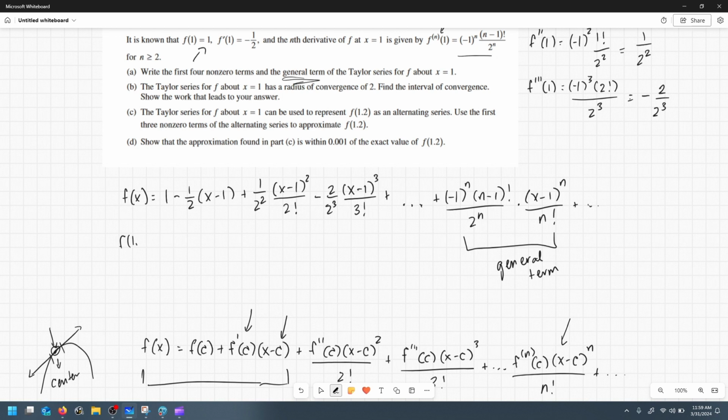But in part C, they want you to use the first three terms to approximate f of 1.2. So you just say f of 1.2 equals 1 minus 1/2 times 1.2 minus 1, which is 0.2, plus you would have 1/4 times, again, 1.2 minus 1, which is 0.2 squared, and all of that is over 2 factorial. And there you go. You could use that as your approximation of the original function, only using the first three terms. So whatever that equals, you don't have to simplify, of course, being free response, but that would be your approximation there in part C.